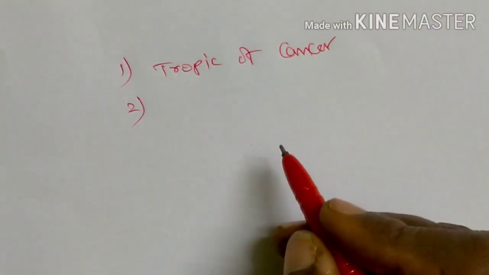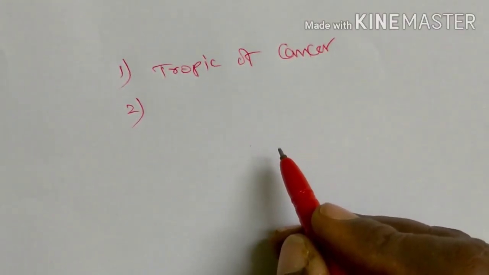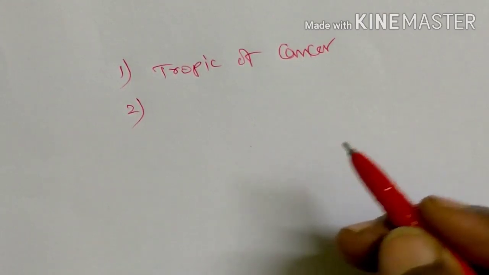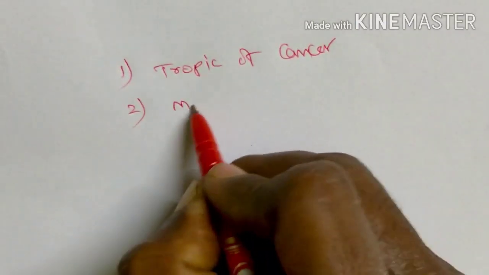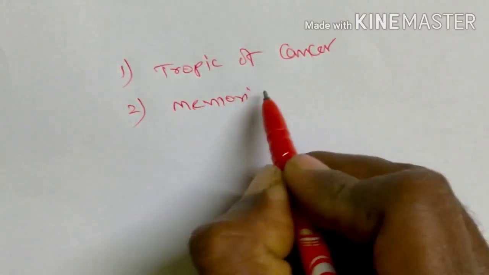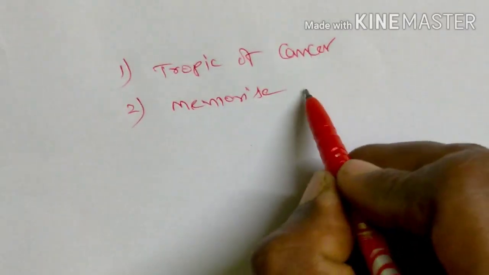Second one, how to memorize the names of the states through which Tropic of Cancer passes in a sequence from west to east. Memorize the states.